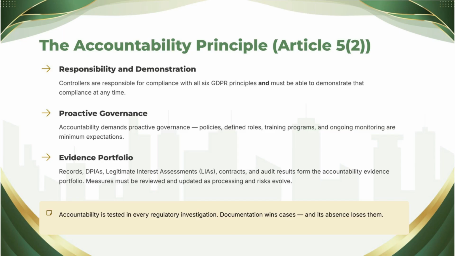What does the evidence file actually contain? Think in layers. Governance artifacts: policies, assigned roles, a privacy program with an owner. Operational records: the Article 30 inventory, DPIAs, legitimate interest assessments, consent logs, retention schedules. Relationship proof: processor contracts, transfer safeguards, TIAs. And living evidence: training completions, audit results, breach documentation, review cycles that show the program breathes.